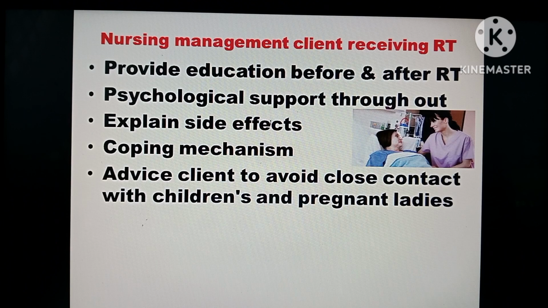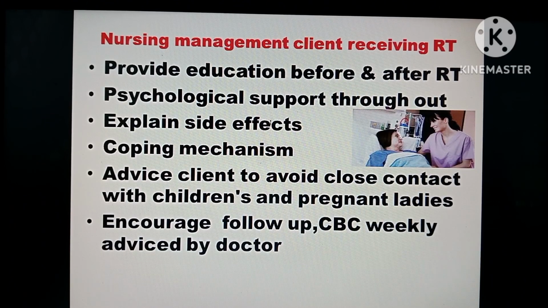Advise the client to avoid close contact with children and pregnant ladies, because the radiation effect will be there in the client. So, when they come across this, especially the vulnerable group, children and pregnant ladies are more prone, so the client should stay away from them.